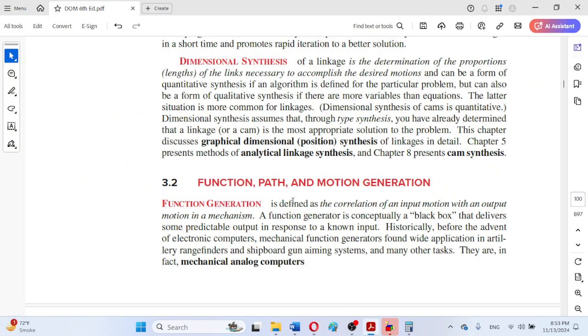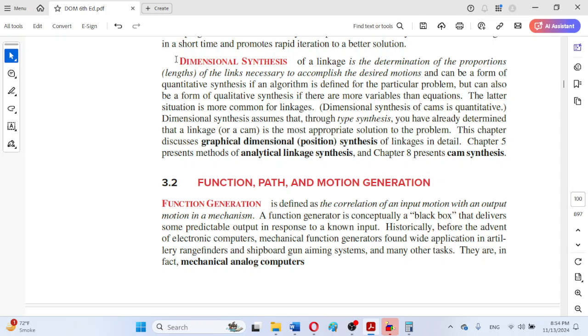Before proceeding towards recording the quick return and non-quick return mechanism video, because that is a topic of dimensional synthesis, I will be giving some brief descriptions and important statements about dimensional synthesis. This is chapter number 3 in the book Design of Machinery by R.L. Norton, 6th edition. So what is dimensional synthesis?